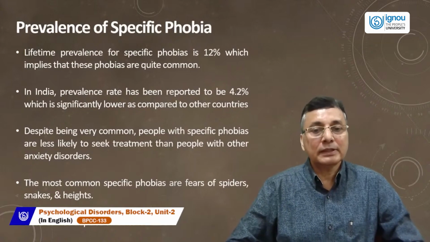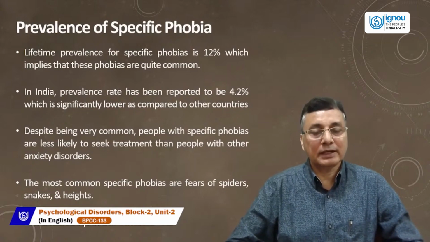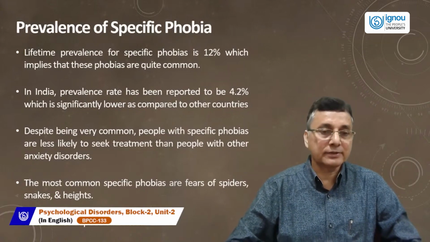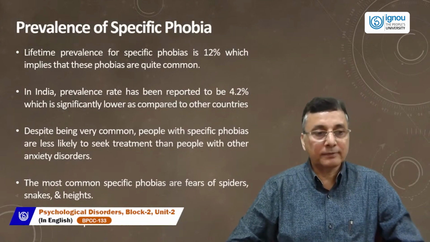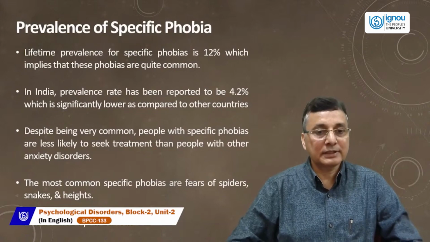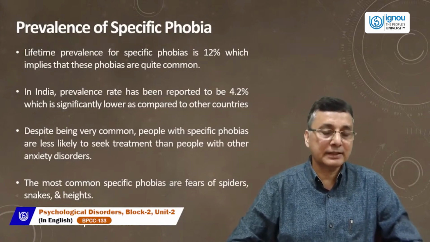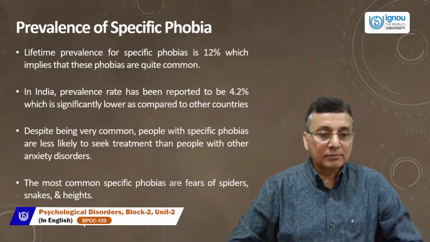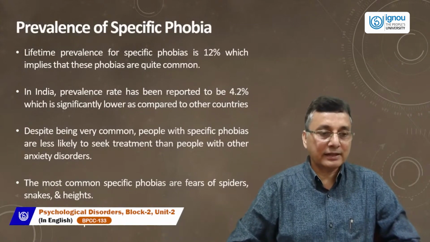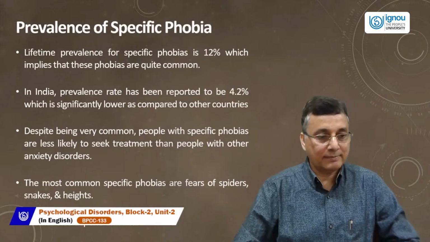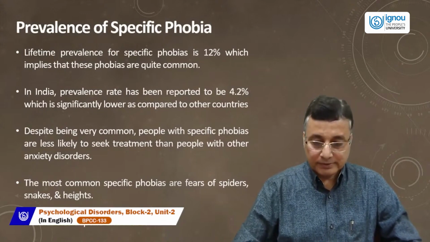But it depends upon the differences in the methodology and the sample which were taken for the study. Despite being very common, people with specific phobias are less likely to seek treatment than people with other anxiety disorders. The most common specific phobias are fear of spiders, snakes, heights, cockroaches, etc. Phobias also depend on culture.